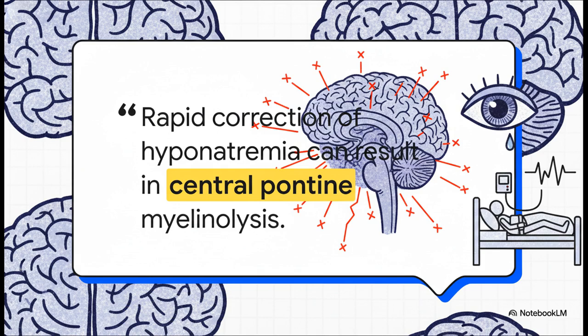This kind of rapid overcorrection can leave a patient trapped in locked-in syndrome. That means they are totally awake and conscious, but essentially paralyzed. They can't move or communicate at all, outside of maybe just blinking their eyes.